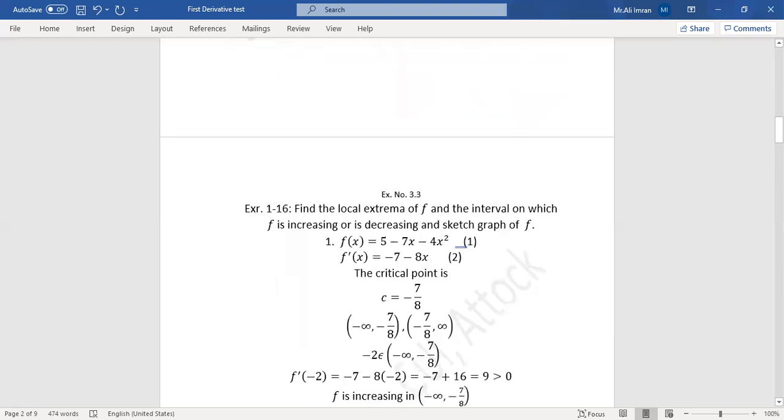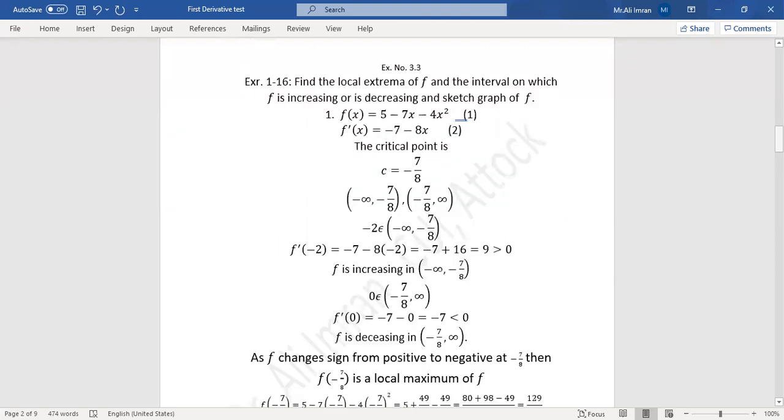Exercise 3.3, questions 1 to 16. Find the local extrema of f and the intervals on which f is increasing or decreasing, and sketch the graph of f. The first question is f of x equal to 5 minus 7x minus 4x squared. To find the intervals, we will first of all find the derivative. f prime of x is equal to minus 7 minus 8x. Then we will find the critical points.